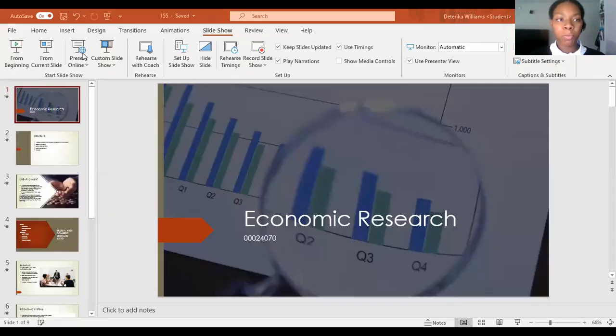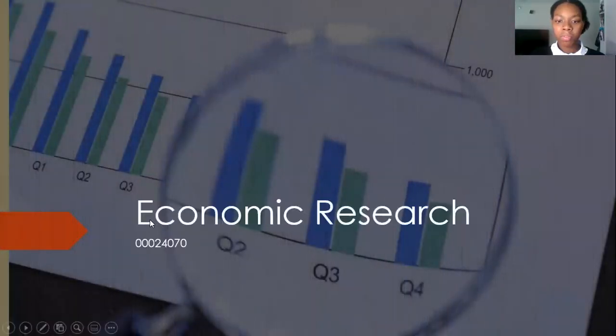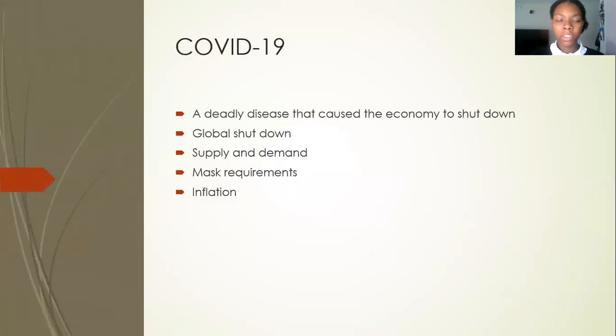000-24070. I'll be presenting my economic research individual PowerPoint. The topic that I had was to research and analyze the effects of COVID-19 on the unemployment system. COVID-19 is also known as the coronavirus. This caused a global shutdown, supply and demand in certain products, mass requirements, and inflation.